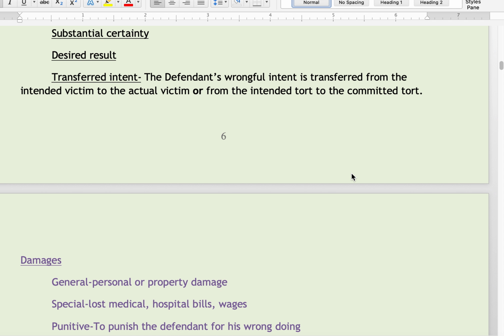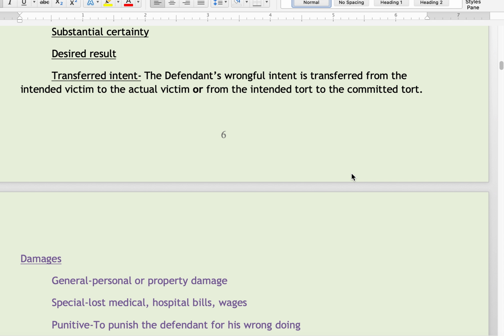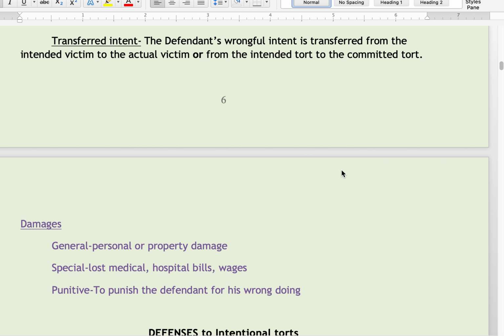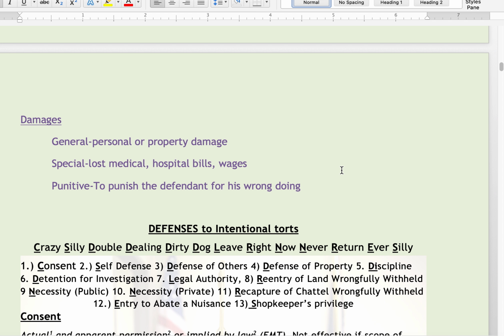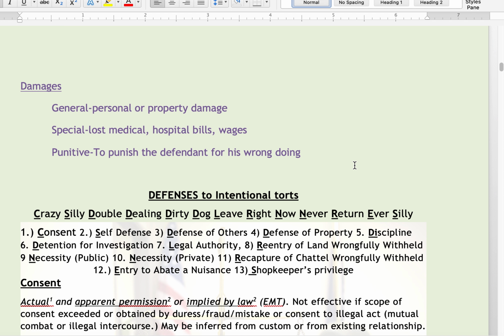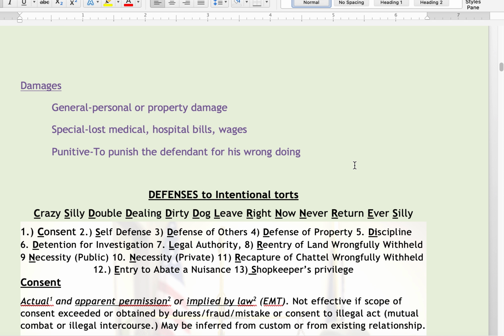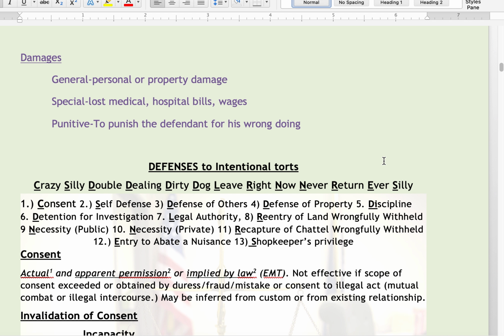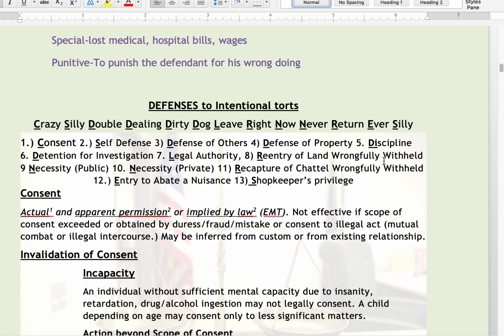The defendant's wrongful intent is transferred from the intended victim to the actual victim, or from the intended tort to the committed tort. Damages. General: personal or property damage. Special: lost medical, hospital bills, wages. Punitive: to punish the defendant for his wrongdoing.